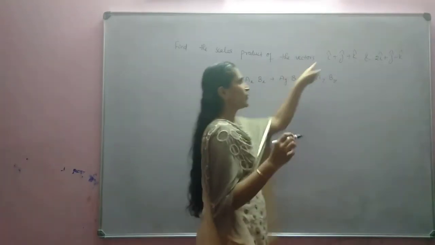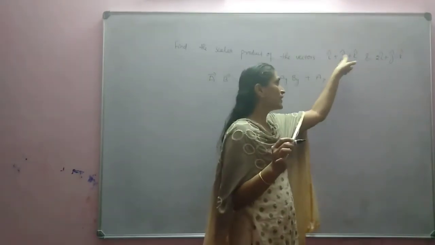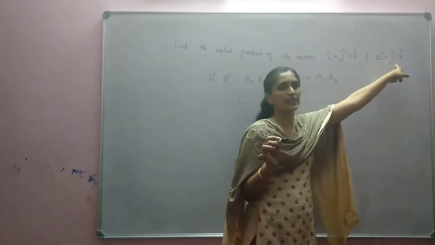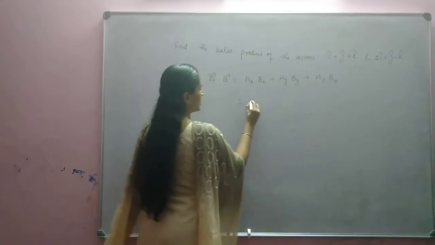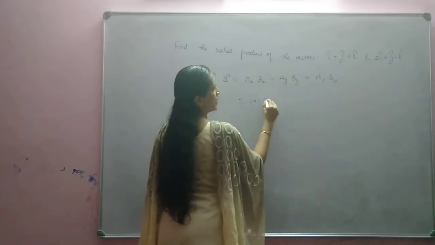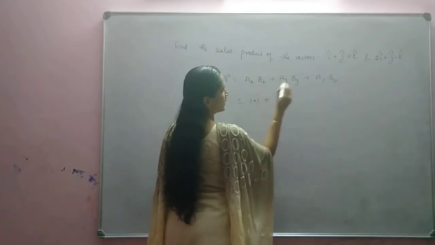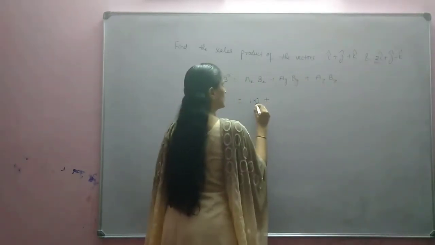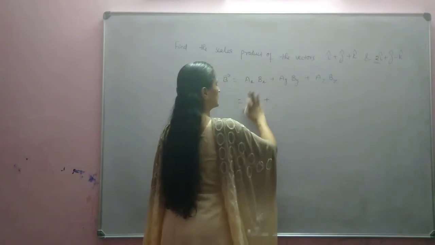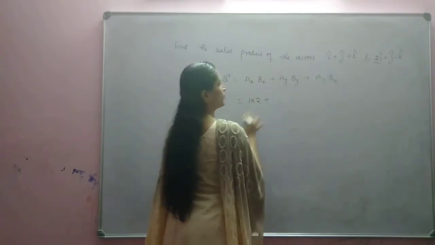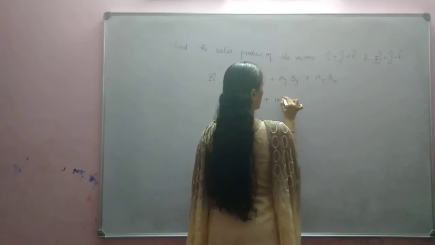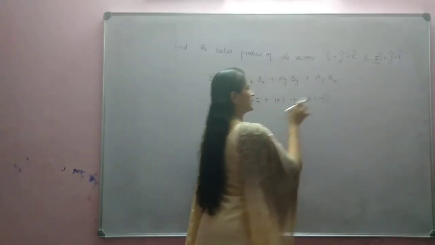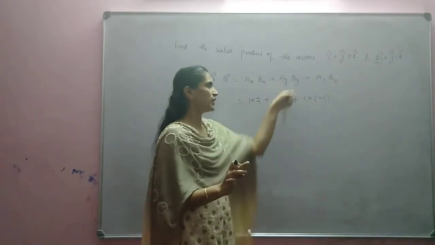So what is the value of AX? AX is 1, AY is 1, AZ is 1, BX is 2, BY is 1, BZ is minus 1. So we can write 1 into BX. What is the value of BX? Not 1, it is 2. So 1 into 2 plus 1 into 1 plus 1 into minus 1. We have just substituted AX, BX, AY, BY, AZ, BZ.